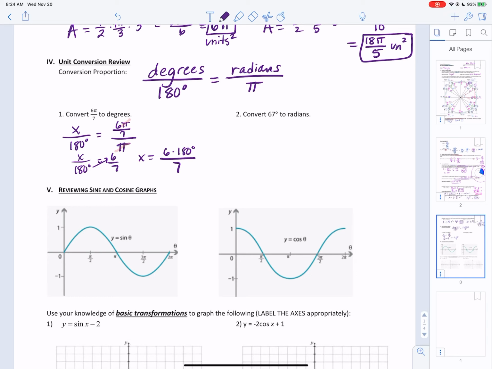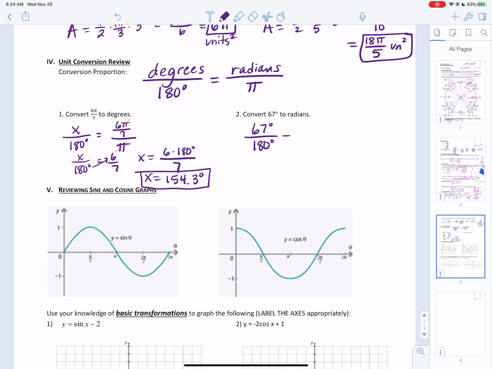And you get 154.3 degrees. And no, you should not just write that as 154. All right, for number 2, 67 is a degree measure that you know.